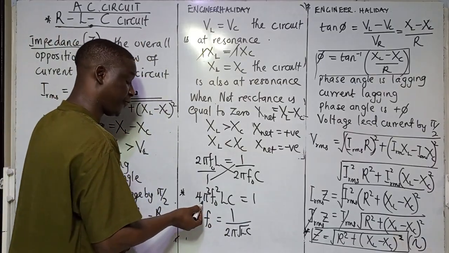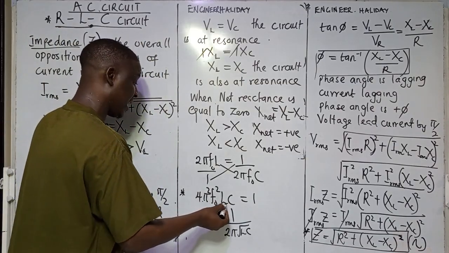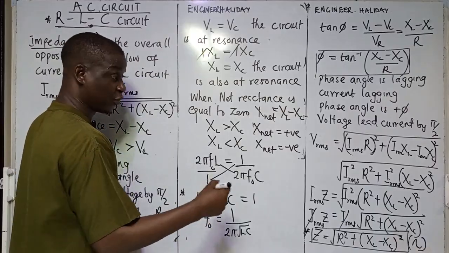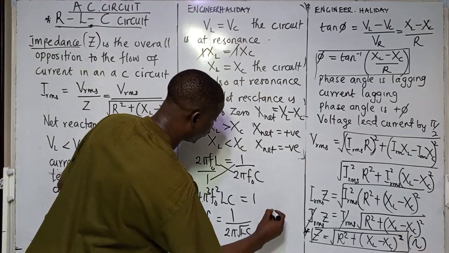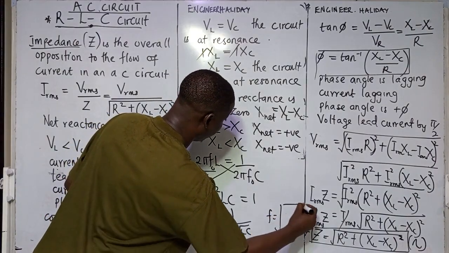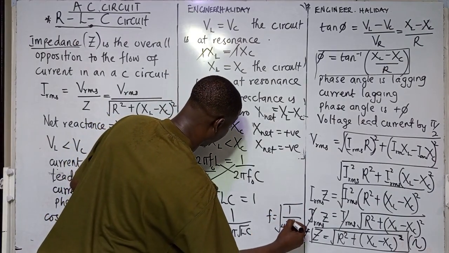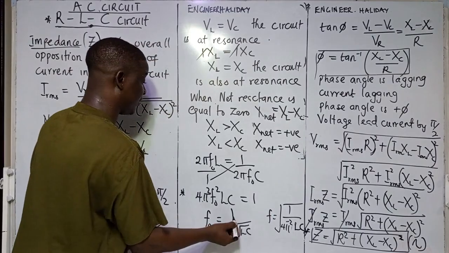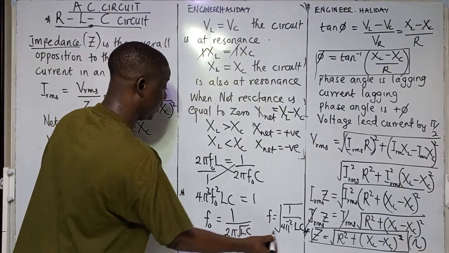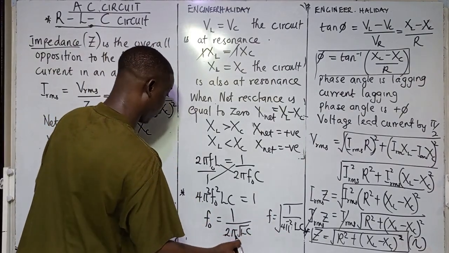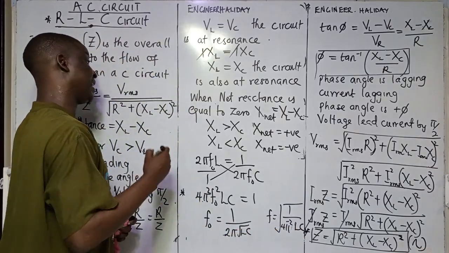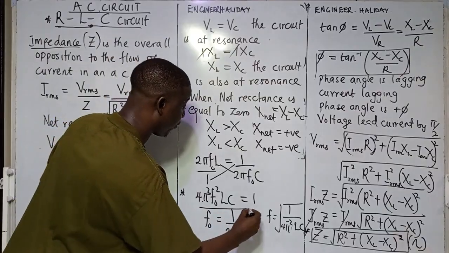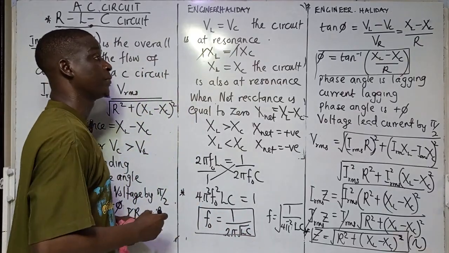That means divide both sides by 4 pi squared LC, then take the square root of both sides. Square root of 1 over 4 pi squared LC. Don't forget, square root of 1 is 1, square root of 4 is 2, square root of pi squared is pi, then the square root will affect LC. That's how we got that one. So this is the formula for resonance frequency.